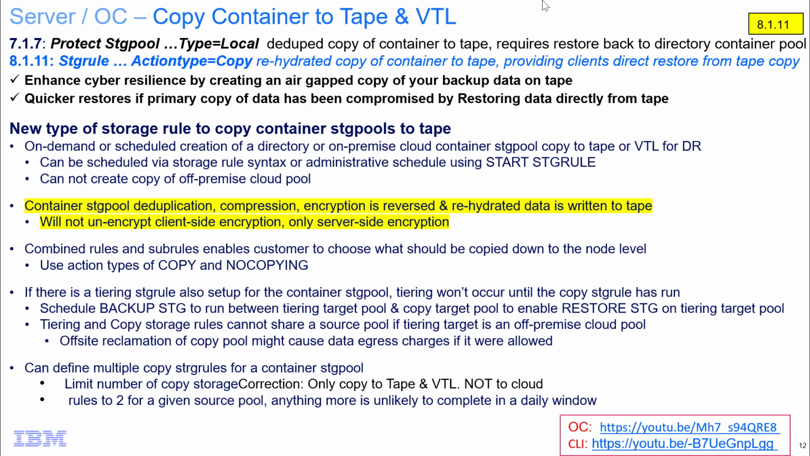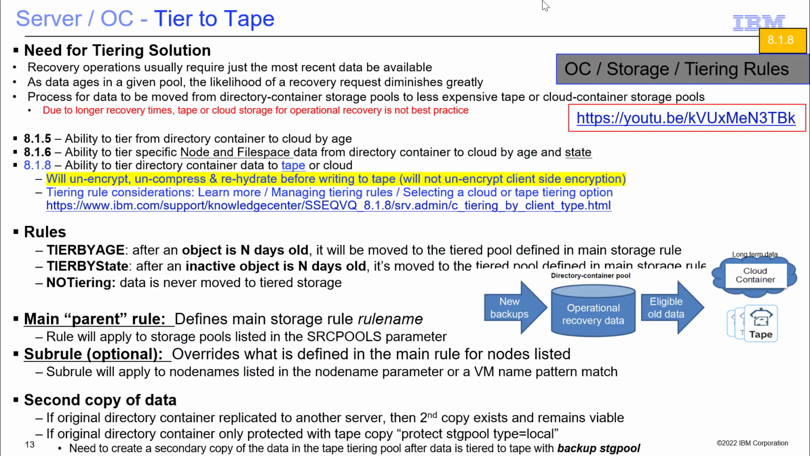Now, if that encryption came from the client side, then we do not unencrypt it prior to writing it out to tape. This is only server-side encryption that we're unencrypting when we do a copy container of a directory container out to tape or VTL. The same is true when we tier to tape. Once again, when we tier to tape, we also unencrypt, uncompress, and rehydrate that data, and we will thus unencrypt server side. However, we will not touch client side encryption.